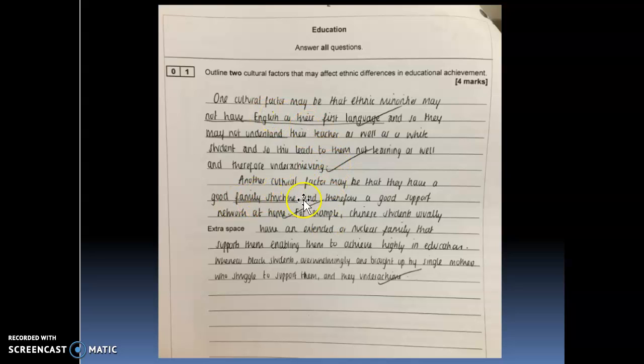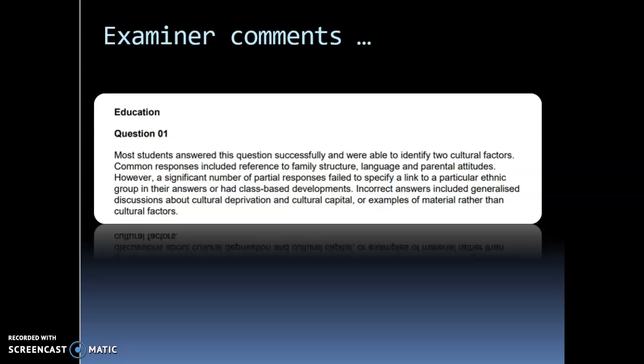Second one, family structure. For example, a Chinese student usually has an extended or nuclear family that support them, and that will enable them to achieve highly in educational achievement. A good insight into what the examiner was looking for, and these are available for all exam series and available to access on AQA. Link is down below.